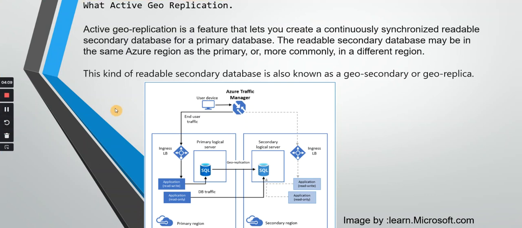Currently in Azure, you can create only 4 replicas with Azure Active Geo Replication, not more than that. So one is the primary database, and apart from that you can have 4 more read-only replicas. In total, you can have 5 synced databases at a time, not more than that.